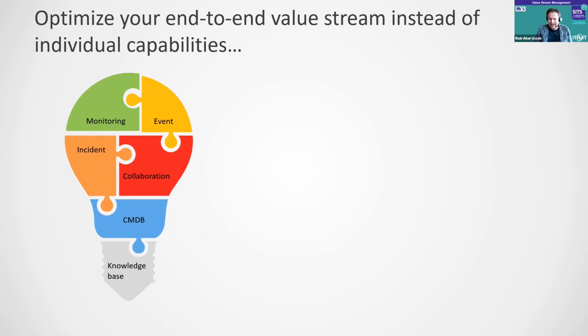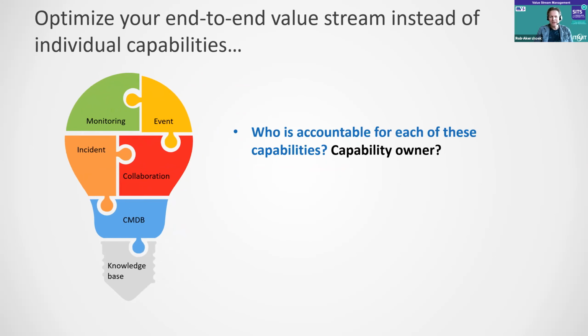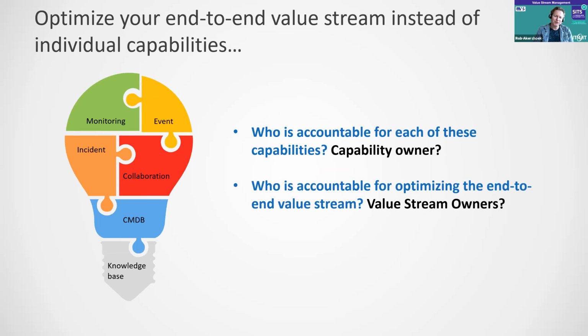But the key element in that is, you need to think about who are the owners of these capabilities, right? Because it's also important to understand governance in your IT organization. So who is accountable for monitoring or setting monitoring up? Who's accountable for the CMDB, for instance? So we have a number of capability owners, or you can call them product owners, to maintain these kinds of capabilities.